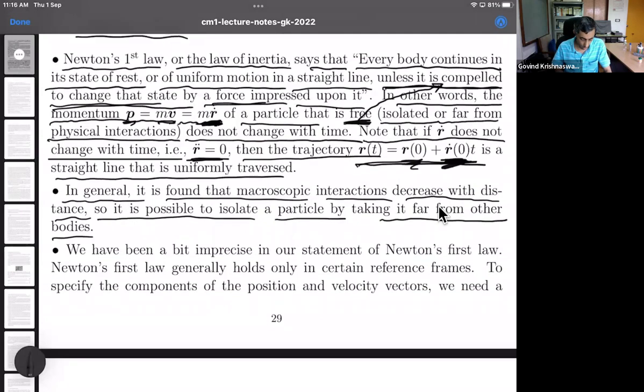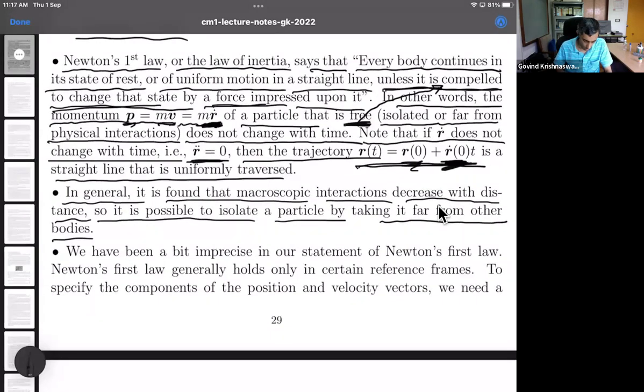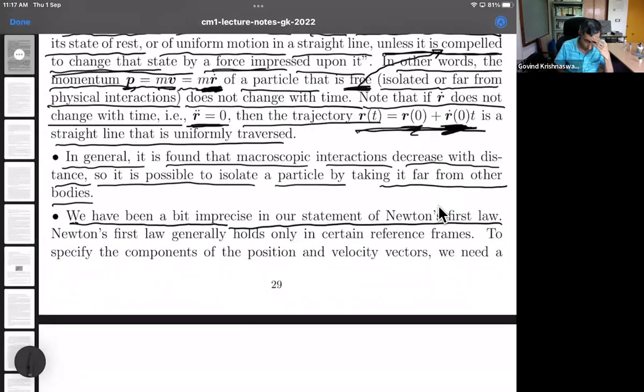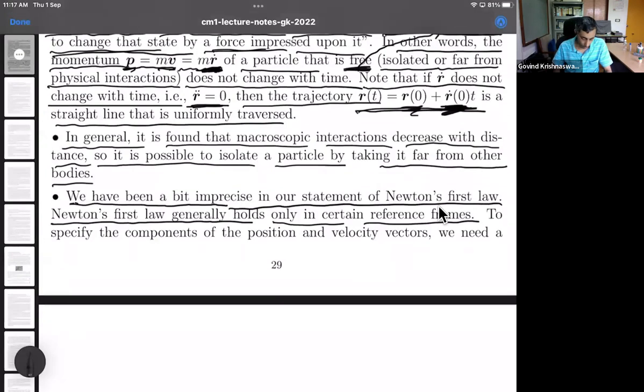But there is a more serious issue here. It is that we have been somewhat, not just somewhat, rather imprecise in our statement of Newton's first law. So we have to fix it. It turns out that Newton's first law generally holds only in certain frames of reference. All right. So this is a big problem.